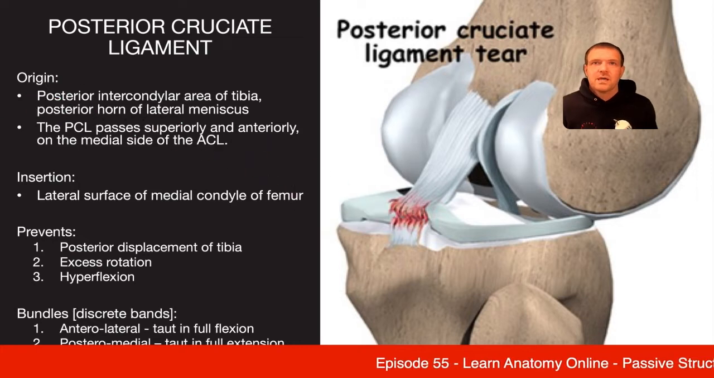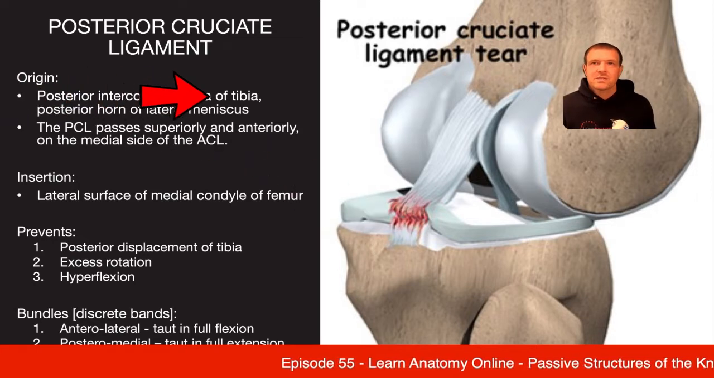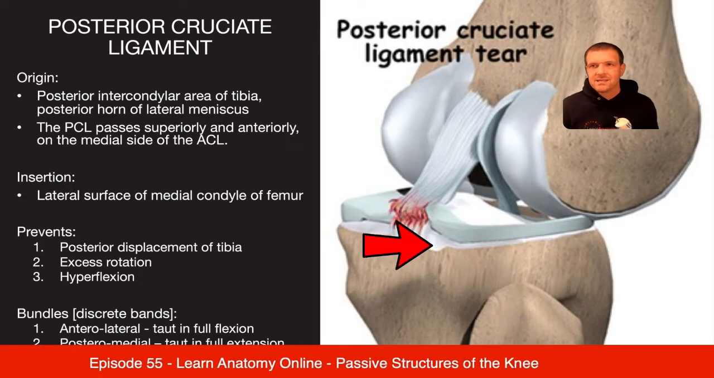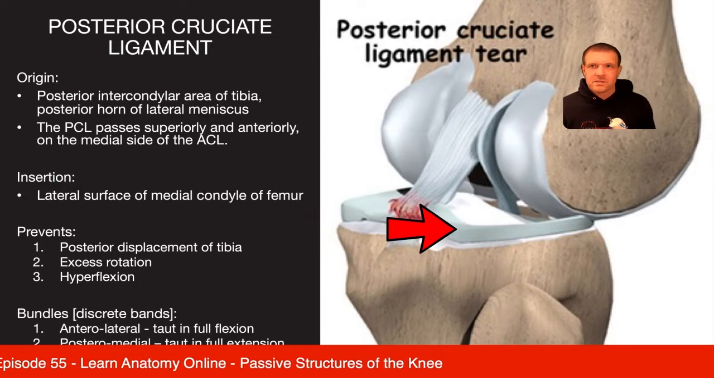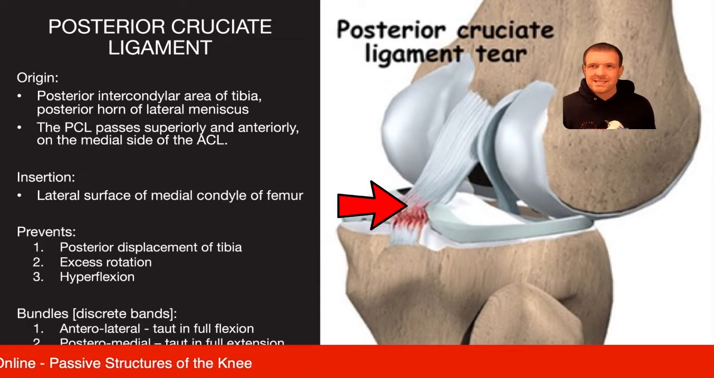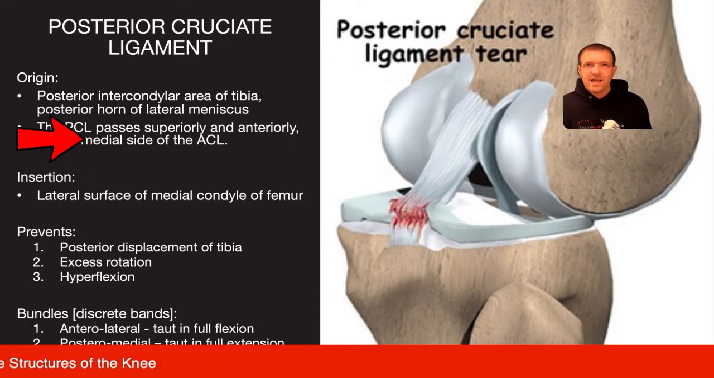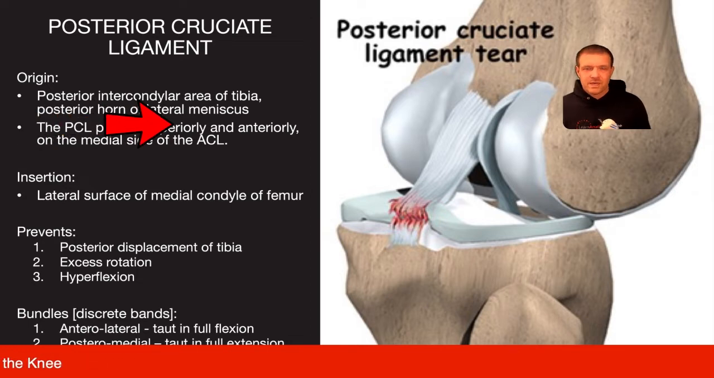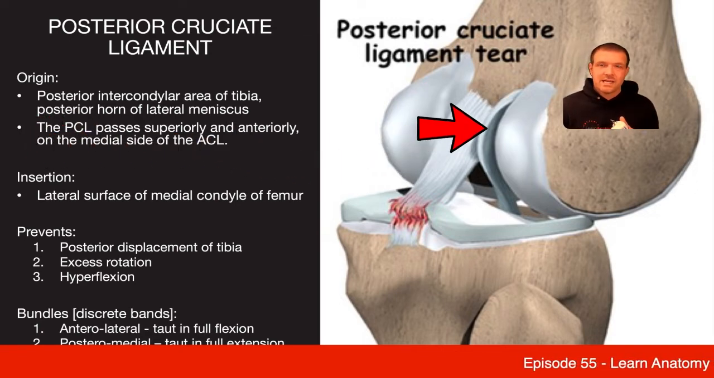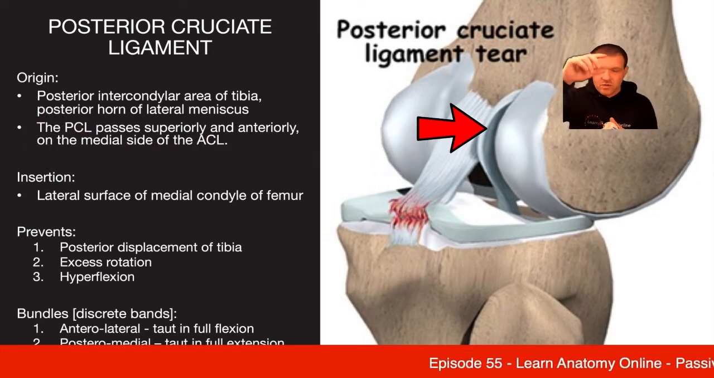Okay, so we've got the posterior intercondylar area of the tibia, so that's this area around here. So there's your fibula head. This is the back of the tibia, just there, and these are the meniscus, which we'll have a look at in a second. So that's the attachment of your PCL, and then the PCL passes superiorly, so upwards, anteriorly, forwards, and on the medial side of the ACL. Okay, so it passes across.